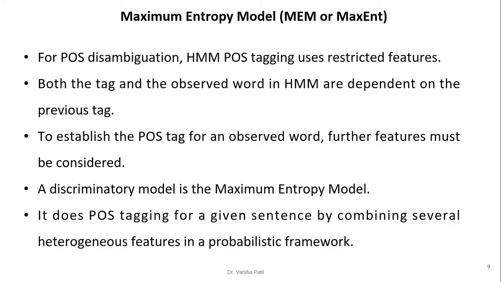For part of speech disambiguation, HMM POS tagging uses restricted features. Both the tag and the observed word in HMM are dependent on the previous tag. To establish the part of speech tag for the observed word, further features must be considered. A discriminative model is the maximum entropy model. It does the POS tagging for a given sentence by combining several heterogeneous features in a probabilistic framework.